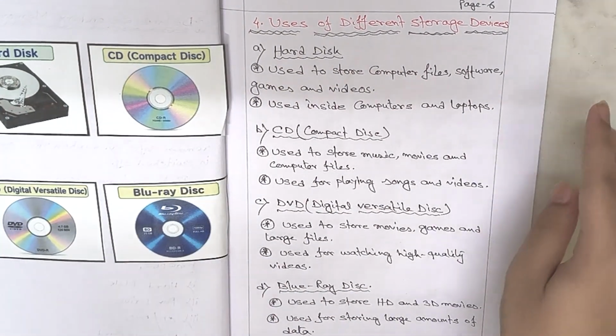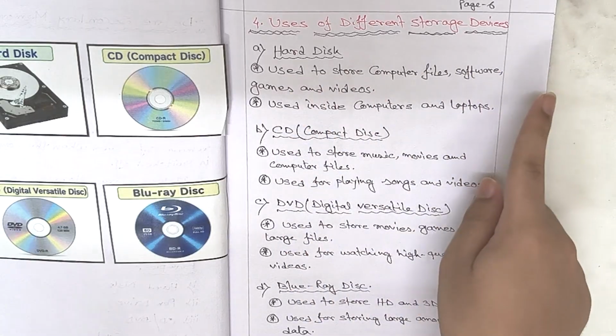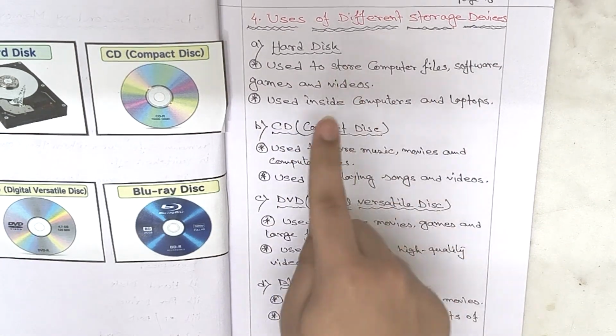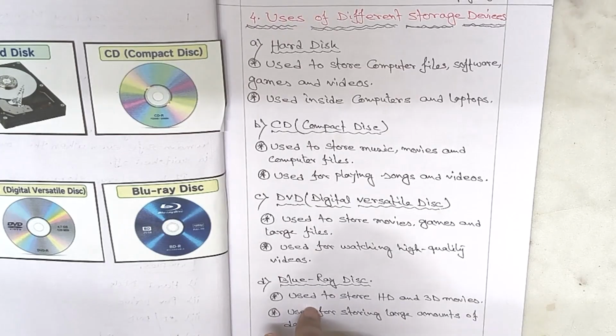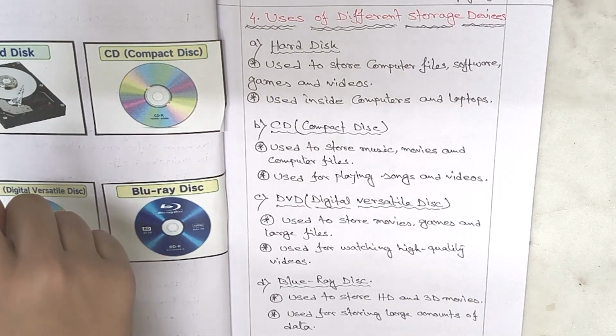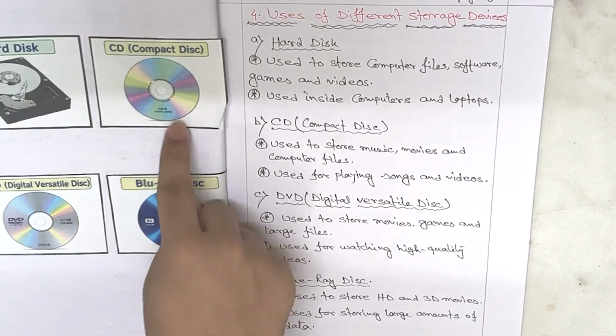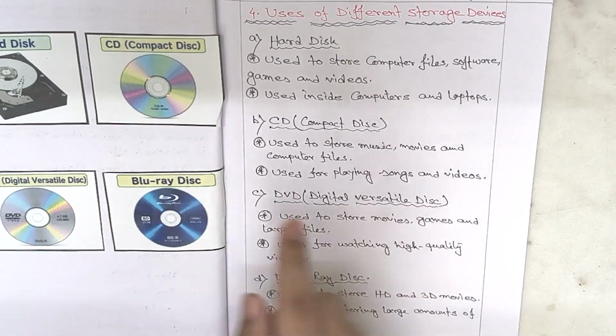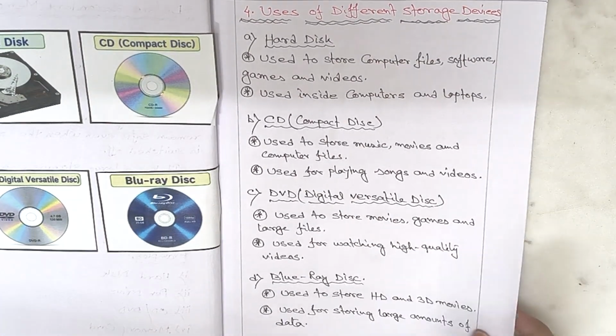Now these are the different types of storage devices and their uses. So we have hard disk, CD, DVD and Blu-ray. And here I've also provided some pictures: hard disk, CD, DVD and Blu-ray disc. So you can use these.